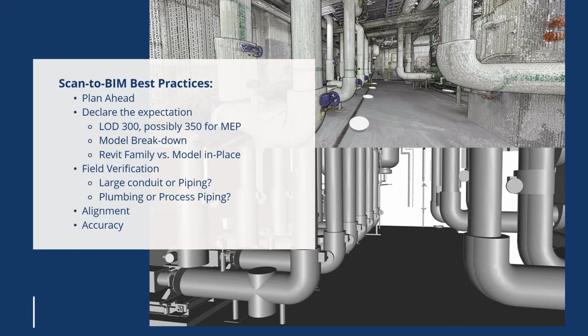In the scan-to-BIM process, there will be questions regarding the existing services. Just by looking at the scan, it can be difficult sometimes to tell whether it's a large conduit or a piping, whether it's a plumbing piping or process piping. So plan to do some field verification upfront to identify what's what is very important. The last 2 points are alignment and accuracy. I'll talk more about them in the next few slides.